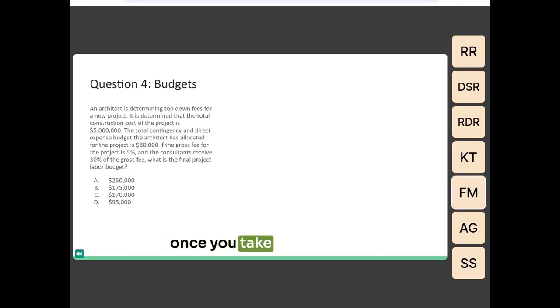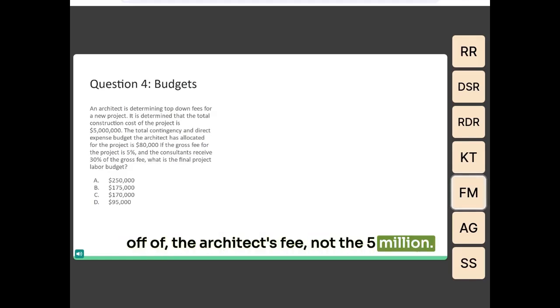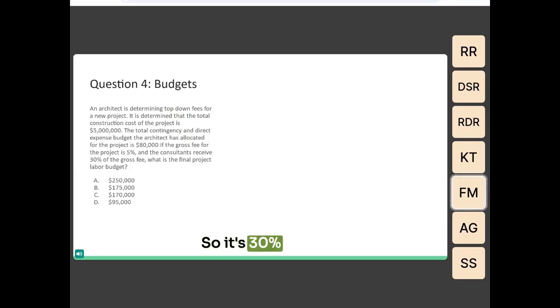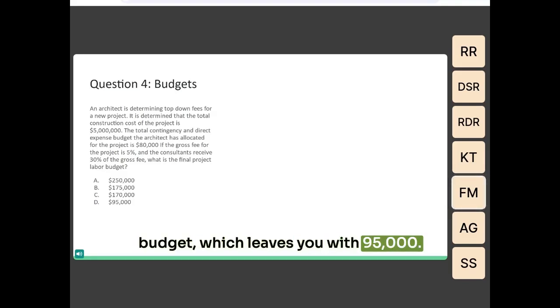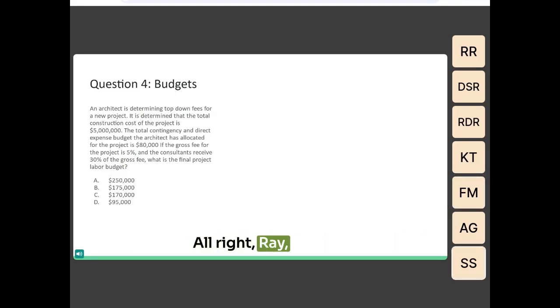Once you take the 80,000 and the consultant's fee, the 30%, you also need to not forget that the 30% is off of the architect's fee, not the 5 million. So it's 30% of the 250,000, which leaves 175. And then with the 175, you subtract the 80,000, which is the contingency and direct expense budget, which leaves you with 95,000.